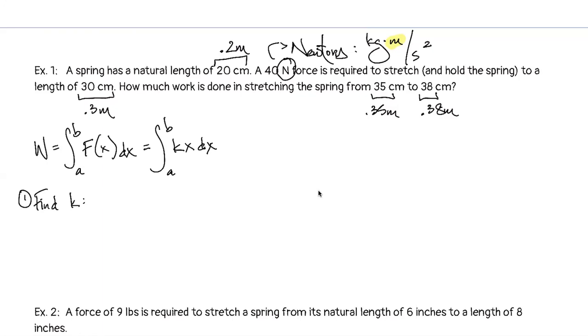So we know that work equals, we know that our force equals our spring constant times x. So our force that was applied is 40 newtons, because that's what it said in the problem. Our k is what we're trying to find. But how far did this spring get stretched after we applied 40 newtons?